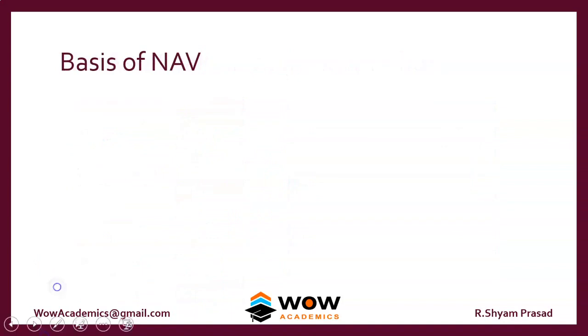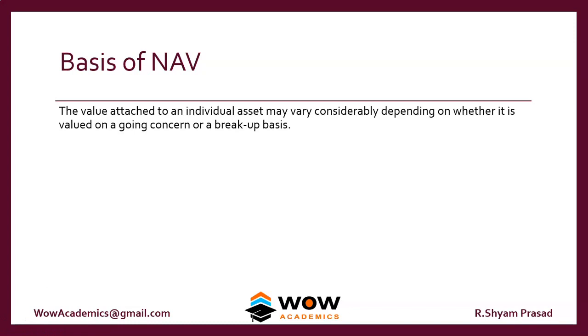So on what basis can we do asset valuation? The value attached to an individual asset may vary considerably depending on whether it is valued on a going concern or a breakup basis. So you can use this method in various ways. For example, if it's a going concern, then the value based on NAV will be different. If you use breakup values, assume that the company is closed and all the assets are sold as individual pieces, then the assets are valued in a different way. So even if you use this method, what the company is going to do creates a very different NAV value. If it's a going concern, the NAV will be different.